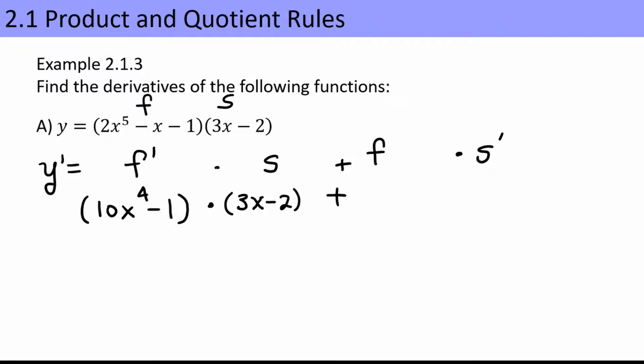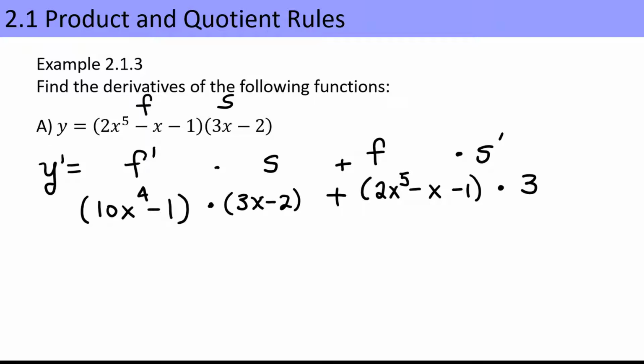Let's continue. Now for the second part, all we're going to do is write the entire first function, which is 2x to the fifth minus x minus 1. And then we need to take the derivative of 3x minus 2, which, let's see, the derivative of 3x is 3, and the derivative of negative 2 is just 0. Now that we've taken the derivative, we've got a little bit of simplifying to do.